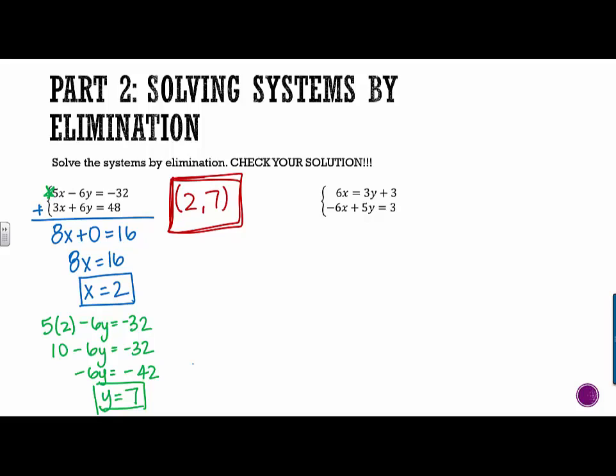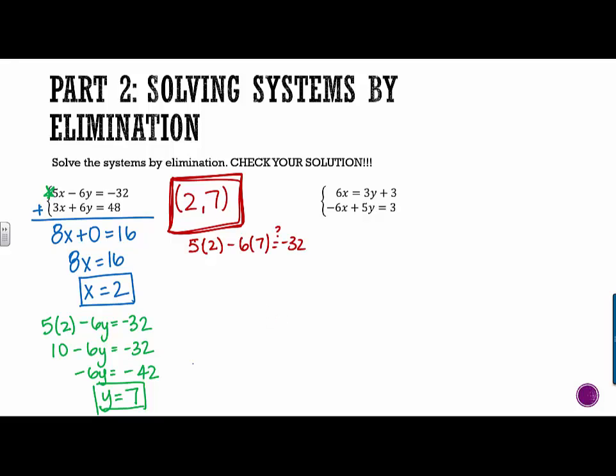And then again, just like all the other ones, you can plug this in and double check that it works. So in order for it to work, both of these would have to work in both equations. So plug in 2 for x, 6 times 7.